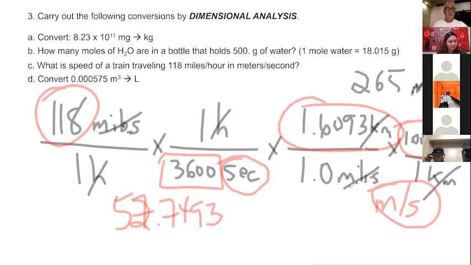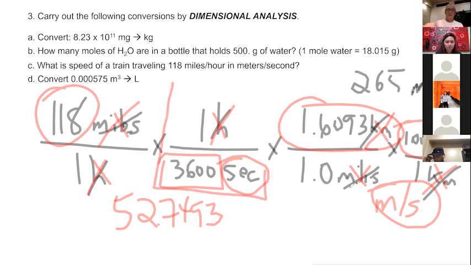52.749. Okay, 52. So we have the right units because everything else canceled. Miles canceled, hours canceled, kilometers canceled, and my only units left were meters over seconds. So that's how we know we did the job correctly. As long as you didn't screw up any of these conversions, we're going to have the right answer.